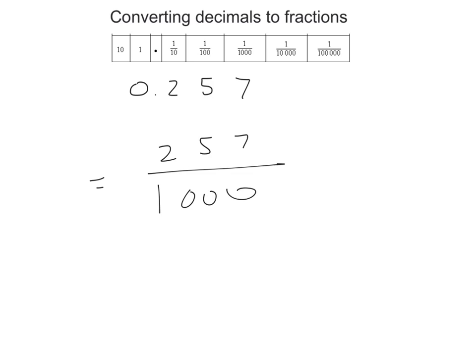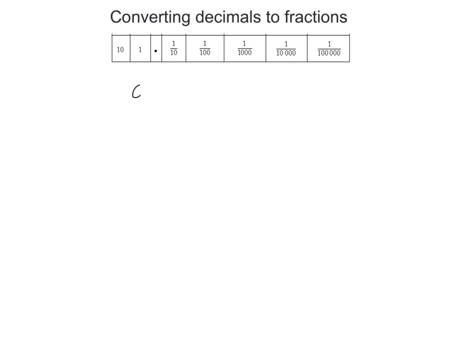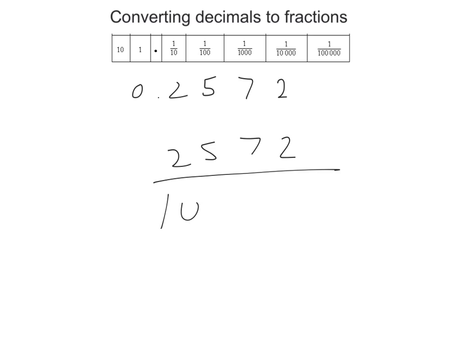So, if we say 0.2572, then the fraction would be 2572 over 10,000. Why? Again, because the last decimal is in the 10,000ths place value. So that means that all these numbers will be over 10,000, which is what we have here.